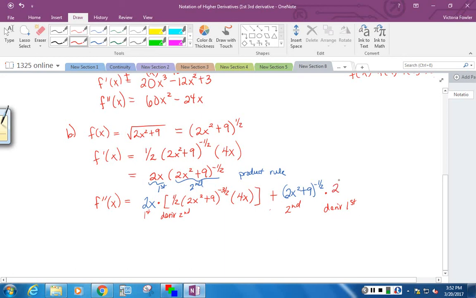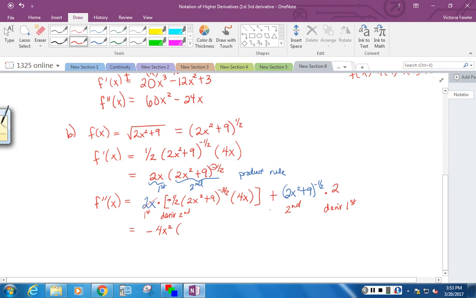Okay, so what would we want to do to clean this up a bit? Well, let's see what we can do. How about we go ahead and multiply the 2x times the 1/2. So it'll give me just x. X times 4x is going to give me 4x squared. Oops, and I wonder if you caught this. I should have had a negative, so this is going to be a negative x times 4x, so negative 4x squared.